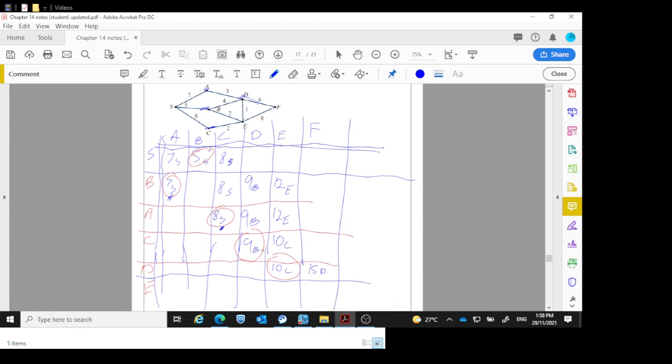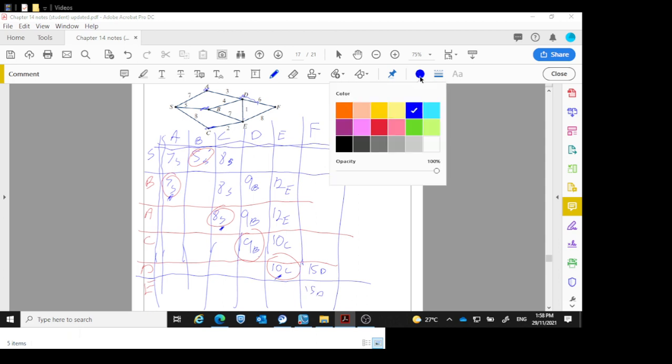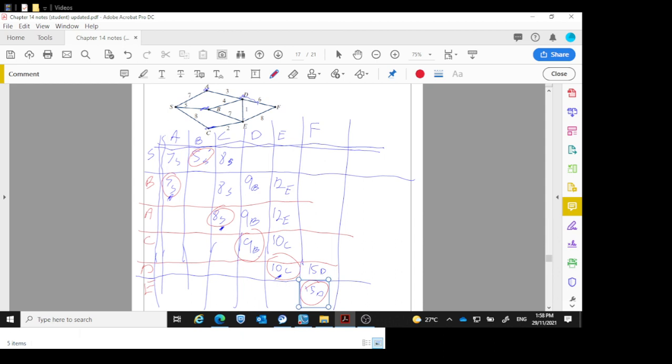E, don't worry about going to D, it's already got a circle. E to F is 8, and this 10 that I've got a circle around is 18. 15 is still smaller than 18, so 15 from D. So I have reached my F.